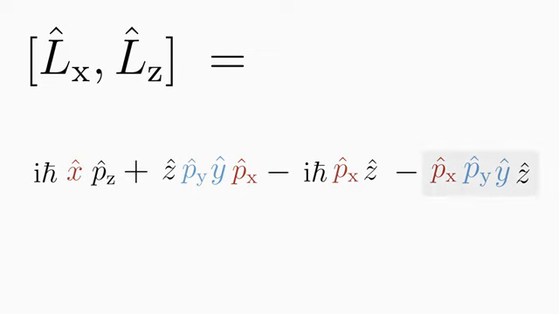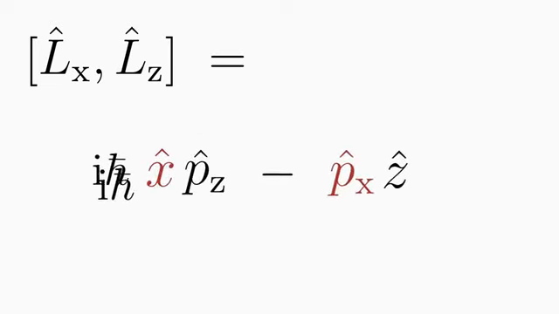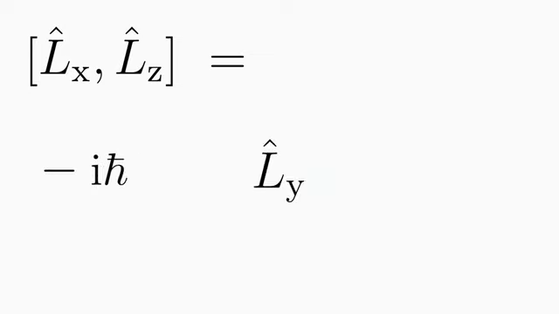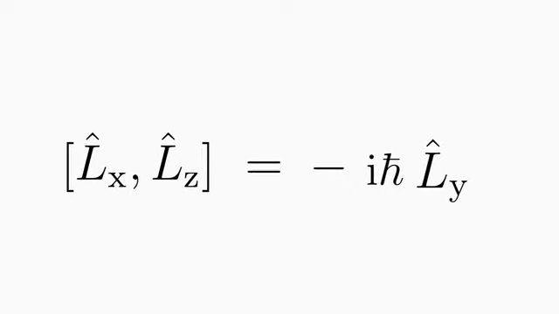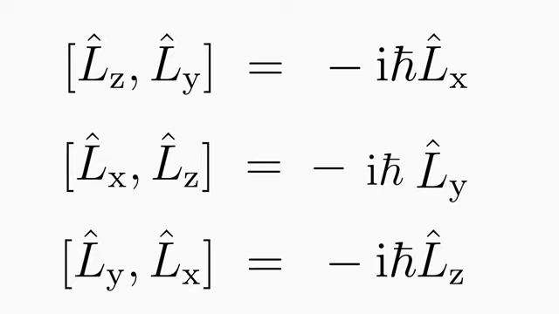In this term, we swap z with px, and can thus cancel it out with the other term. We can factor out i h bar. The expression in the bracket corresponds to the Ly operator. As you can see, the commutator between Lx and Lz is not 0, so it is impossible to know Lx and Lz simultaneously with arbitrary precision. Analogously, you can derive the other two commutators.